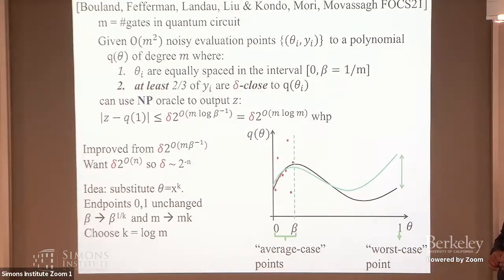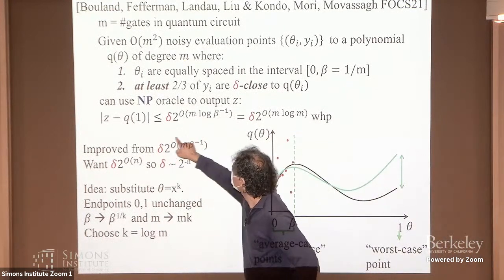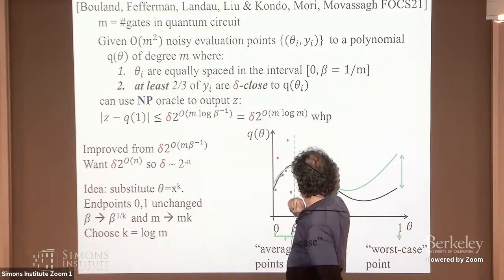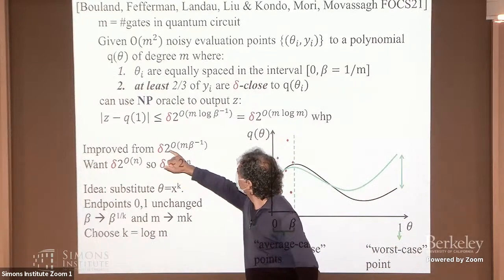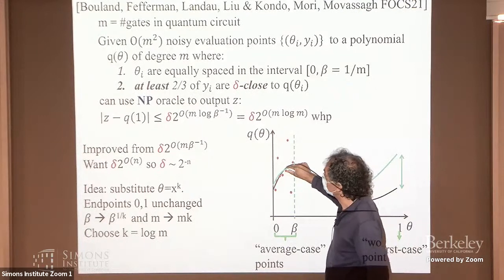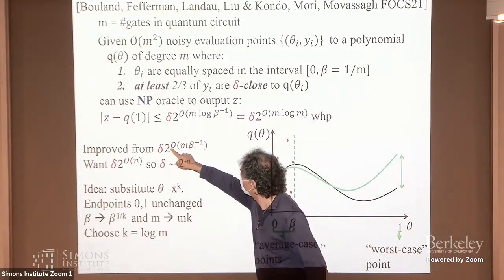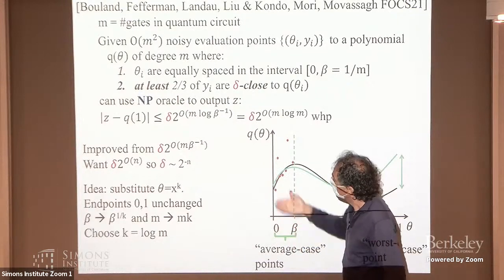OK, so in the previous paper, what we had shown was that you would be within delta, which is how close these samples were. That would get amplified by exponential in m times beta. Beta was 1 over m, so m squared.